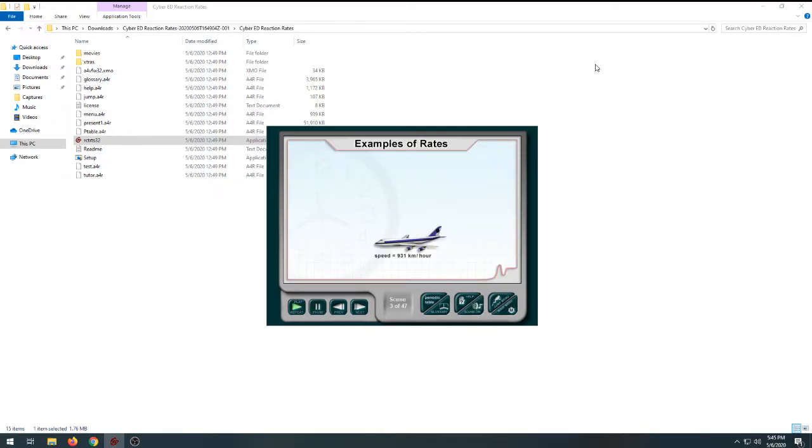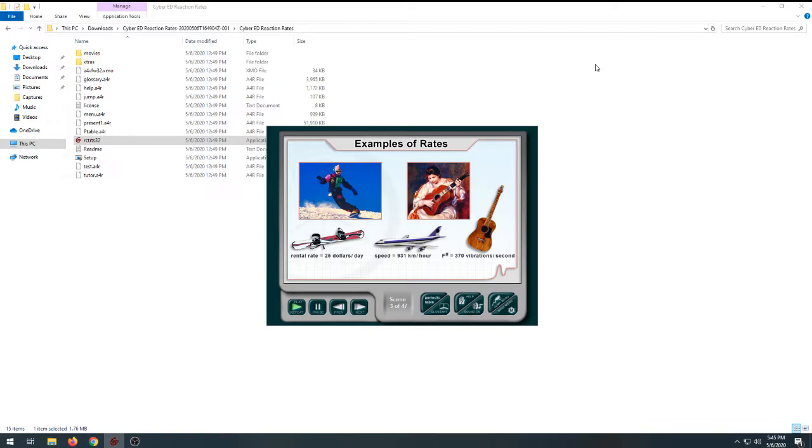Speed is only one example of a rate. Here are two more rates. At a ski resort, you might be able to rent a snowboard at the rate of $25 per day. The number of vibrations a guitar string makes per second determines the note produced by the guitar. Notice that in each of the three rate examples, the unit of time is different. The time unit for the airplane's speed is hours. The snowboard rental is days. And the vibration of the guitar string is measured in seconds.